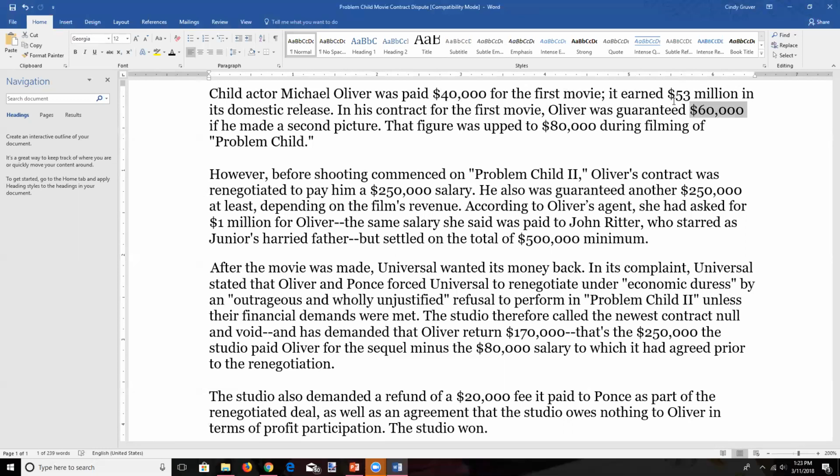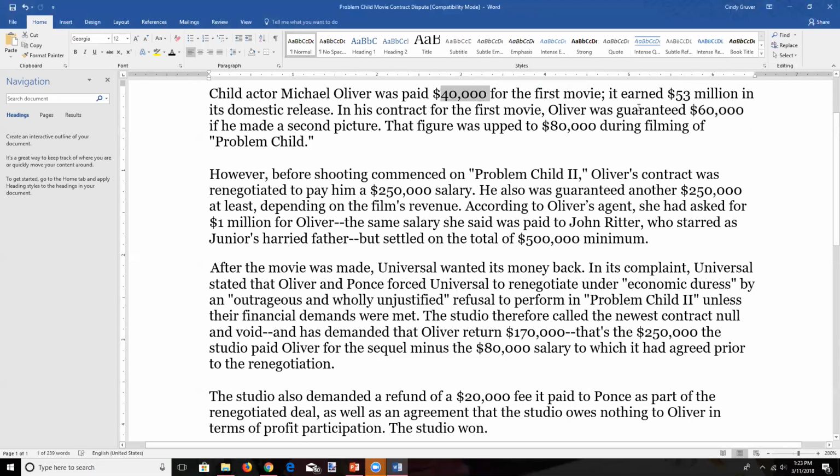So they make the first movie. Michael Oliver is paid $40,000. Everybody's happy. And they get especially happy when this movie becomes a huge hit. It gets $53 million. And think about the fact that you're not paying Brad Pitt $10 million to be in the movie. So there's almost no salary issues with respect to this.